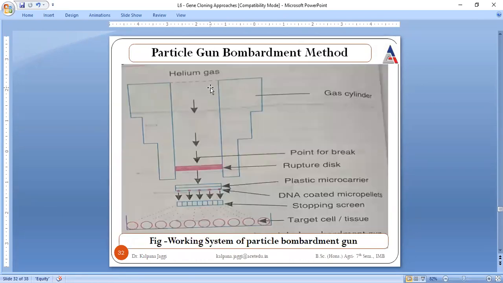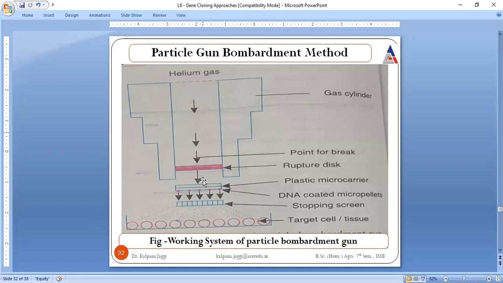This is the chamber that is totally filled with helium gas, and here used to be the presence of a ruptured disc. Below this ruptured disc is placed a plastic plate onto which are present the DNA micropellets, which are actually the desired gene. Below it is placed a stopping screen, and then we have placed the target cell. So these DNA coated particles, which are called micropellets, are to be transferred into the target cell or tissue.